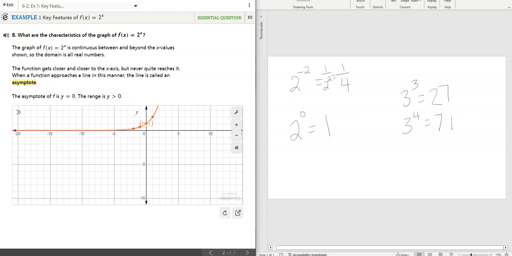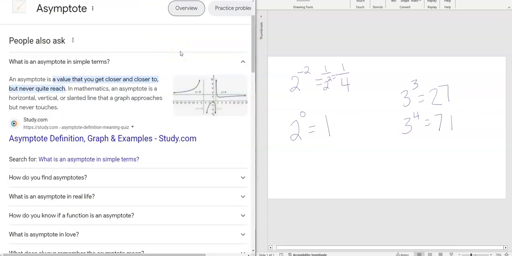All right, because this word can get pretty confusing, I did a really quick Google search here to kind of see if there was a simple way to explain this. But an asymptote is a value that you get closer and closer to but never quite reach. In mathematics, an asymptote is a horizontal, vertical, or slanted line that a graph approaches but never touches.